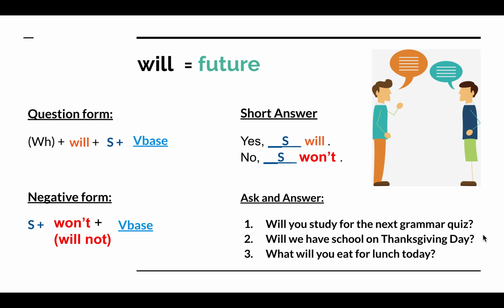Okay, so number 1, will you study for the next grammar quiz? I hope that your answer is, yes, I will. Number 2, will we have school on Thanksgiving Day? Again, hopefully your answer is, no, we won't. And number 3, what will you eat for lunch today? It's not a yes or no, right? It's a WH question word, so you'll have to tell us what you'll eat for lunch today. I will eat a turkey sandwich, I think.